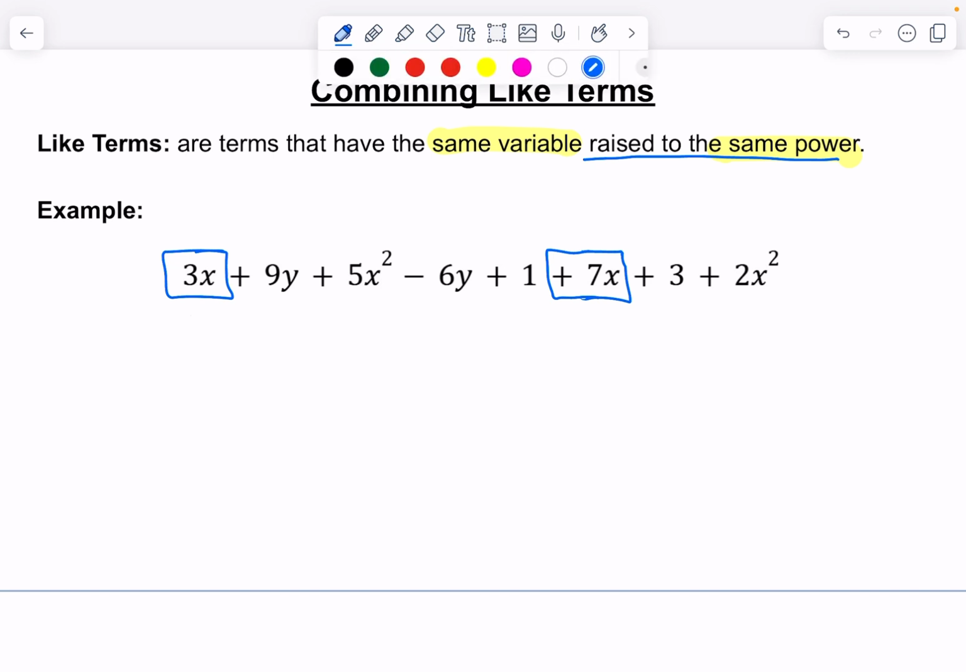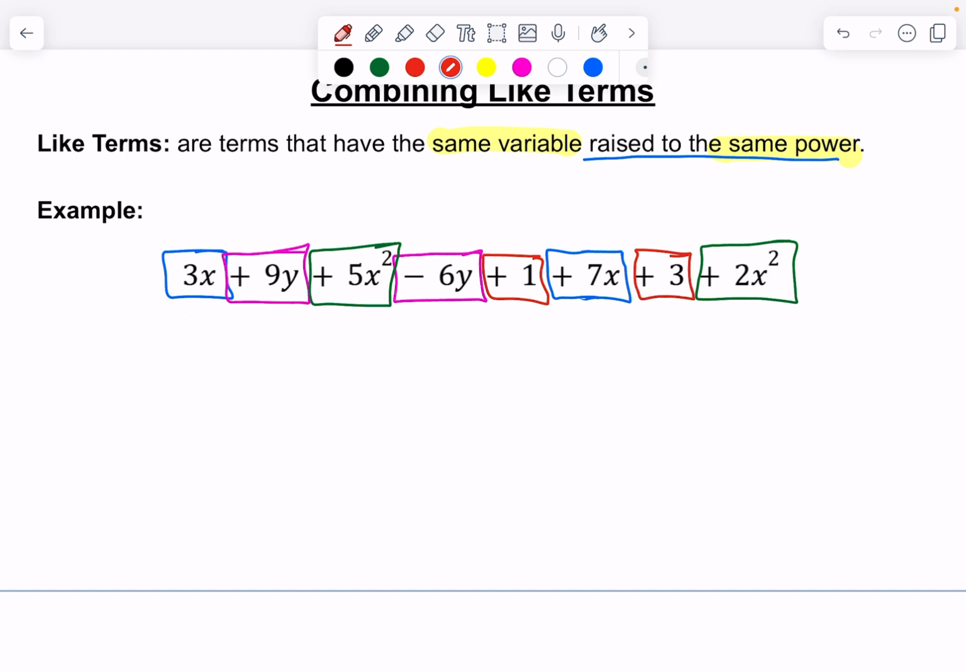Okay, now let's go ahead and do our y's because we have 9y next. We have a y here. We have a minus 6y there and no more y's. Okay. Now the next one's a 5x squared, so we have 1x squared there, and another term with an x squared would be the 2x squared at the very end. And then last but not least, we have our just regular integers. We have plus 1 and plus 3.